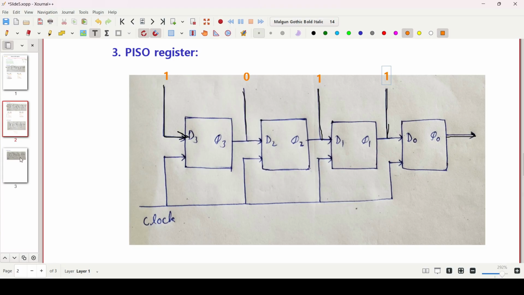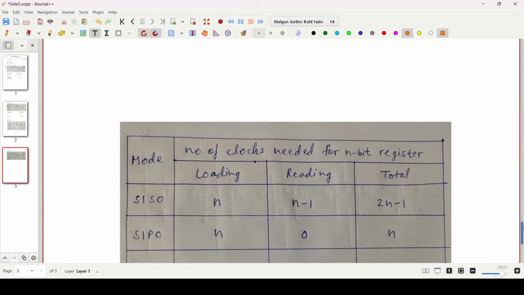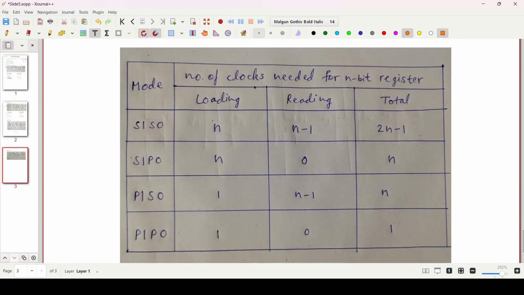Now let us move on to the table of this video. This is the table. I have created the table for the number of clocks needed for an n-bit register, basically the shift register. And here I have written the modes: SISO mode, SIPO mode, PISO mode, and PIPO mode, right? So in the SISO mode, you will require n number of clocks for loading and n minus 1 clocks for reading the bits. In total you would require n plus n minus 1, that is, 2n minus 1 clocks.